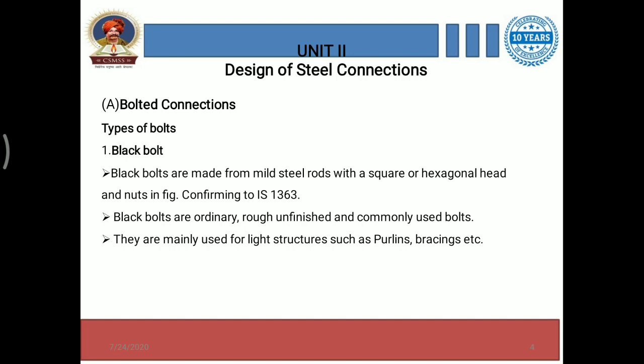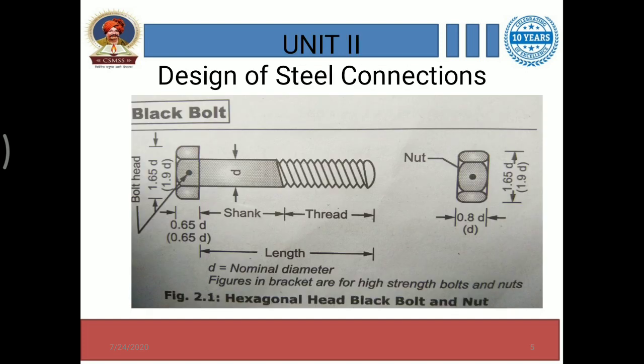So black bolts are ordinary, rough, unfinished and commonly used bolts. They are mainly used for light structures such as purlins and bracings in civil engineering structures. These bolts are generally used to fabricate light structures. They are generally used for impact or dynamic loadings. So let's see the detailed diagram of the black bolt.